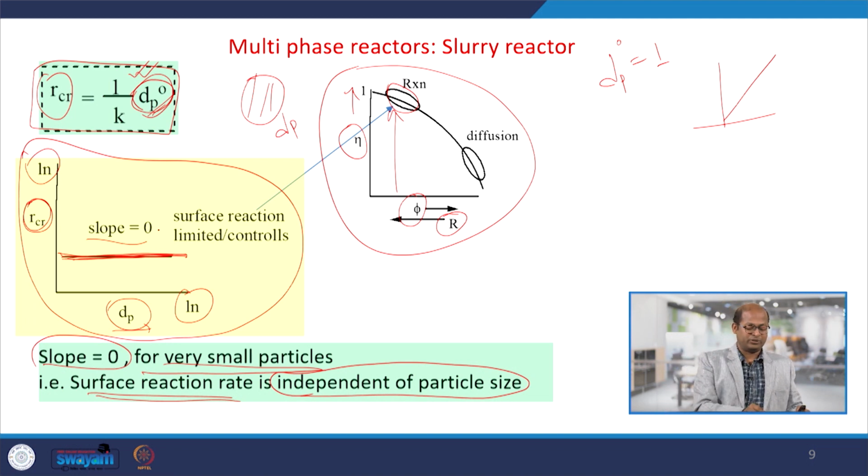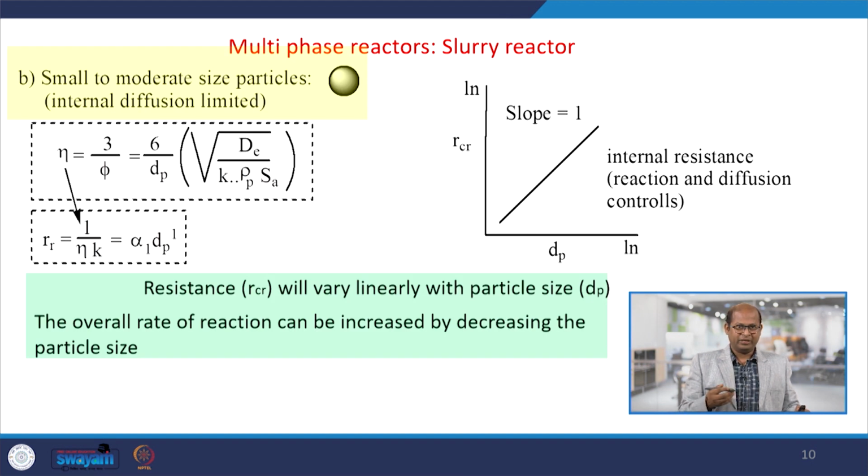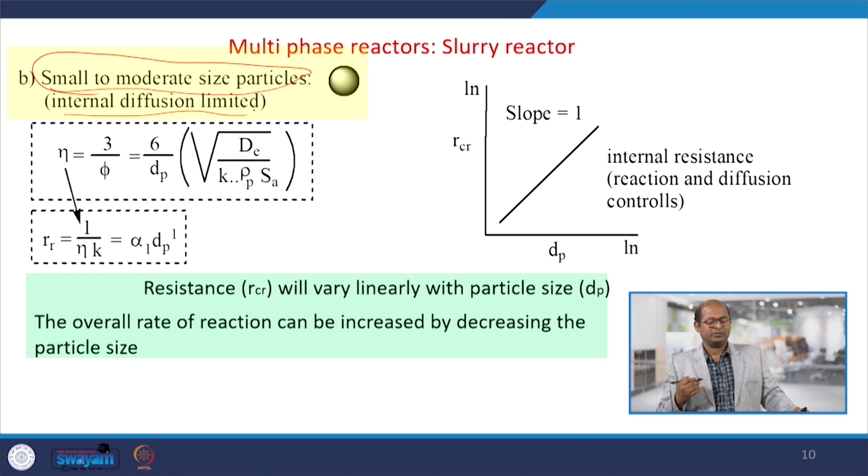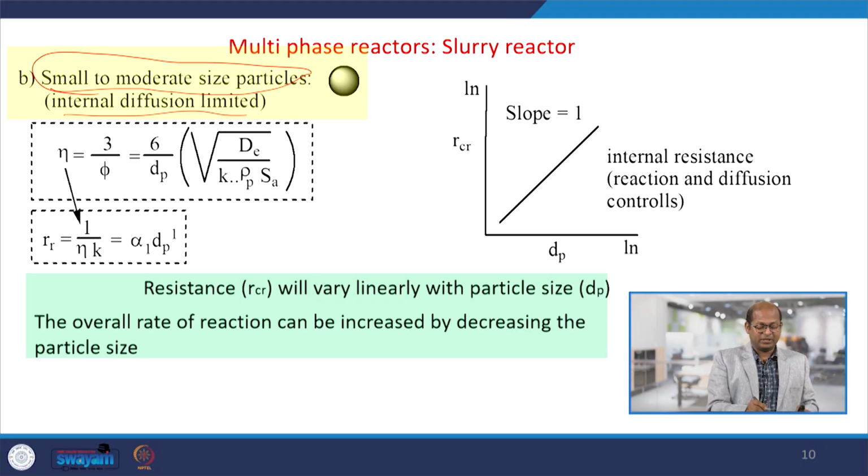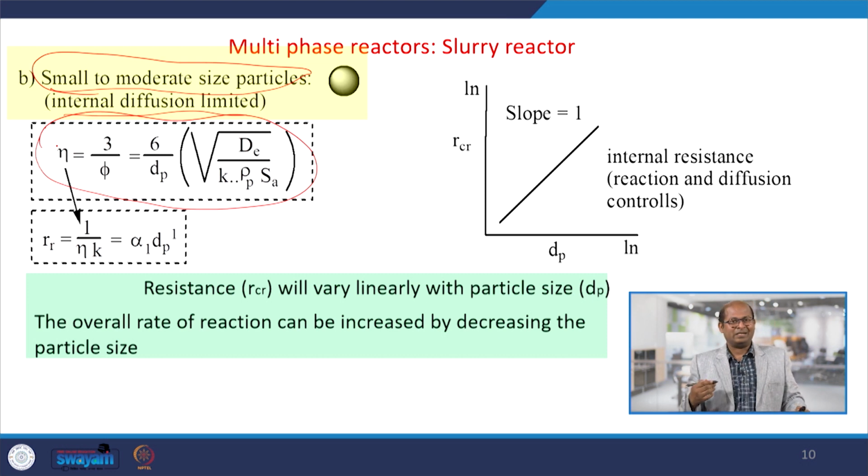Okay. So, slope equals 0. Similarly, in the next case, instead of taking small size particles, we consider somewhat larger particles, small to moderate size. Then some internal diffusion would be there, or internal diffusion remains inside the particles, and that is related to the particle diameter. This type of correlation is there if internal diffusion is there for any spherical particle system.